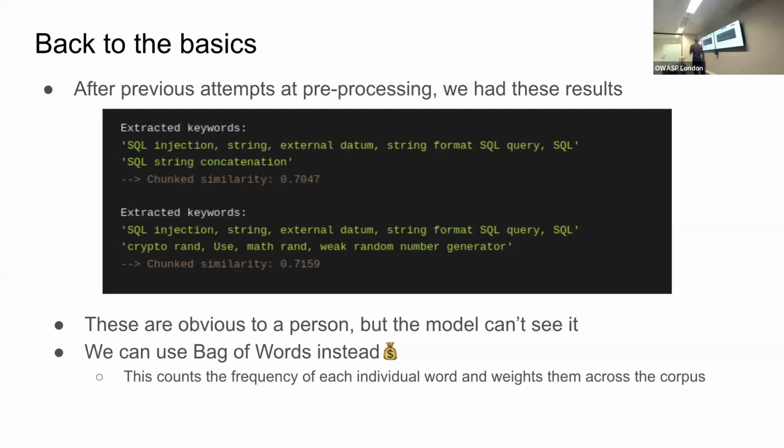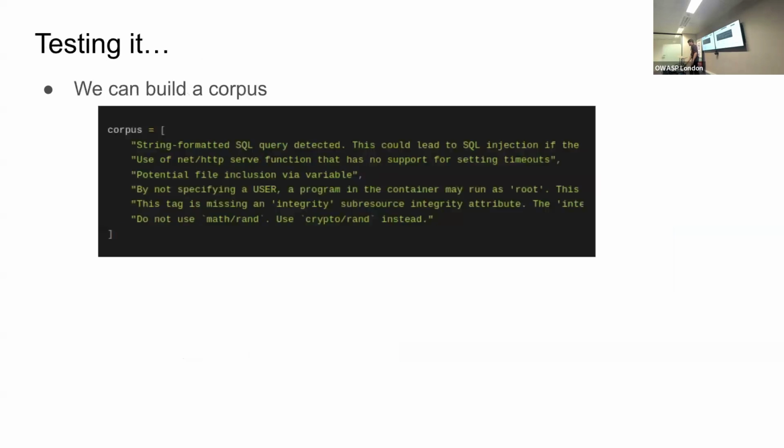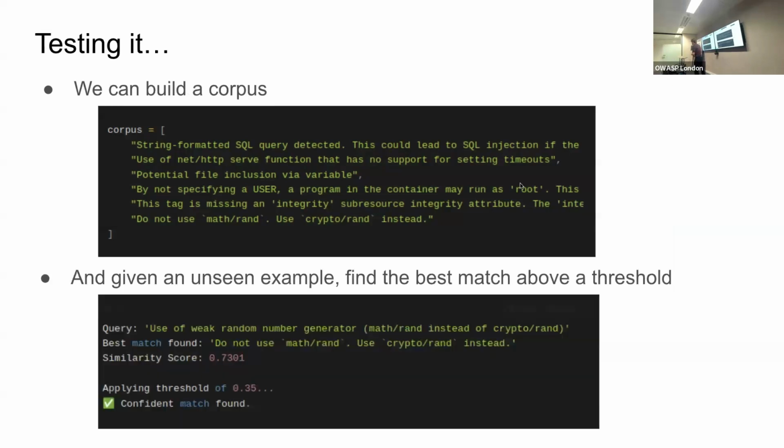So with a little bit of maths, we can work out far more how similar they are by counting the words, dividing it by how important the words are, and they get a new similarity score. So with this in mind, we can build a new corpus. Here are 6 examples, which are actual descriptions from different vulnerability tools. And then we can give it an unseen example before. So this is one not in the corpus, brand new. And we can find the best match.